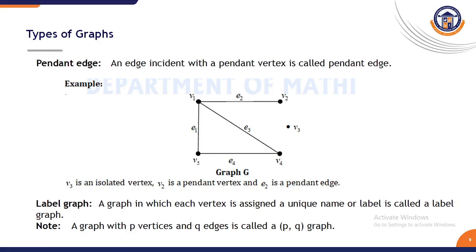Next one, pendant edge. An edge incident with a pendant vertex is called a pendant edge. Here E2 is the pendant edge, because V2 is the pendant vertex and E2 is connected with V2. Next one, label graph. A graph in which each vertex is assigned a unique name or label is called a label graph.